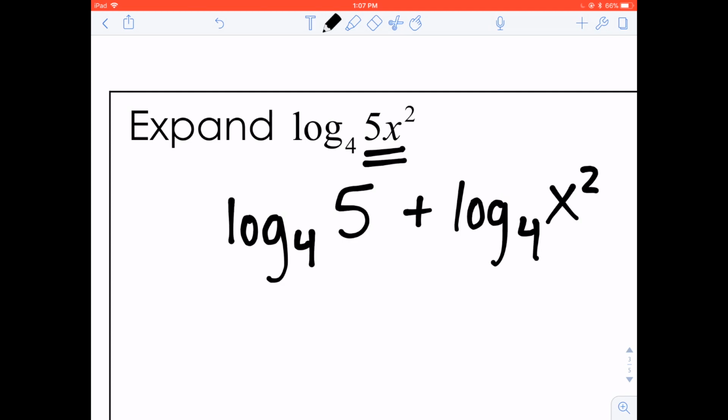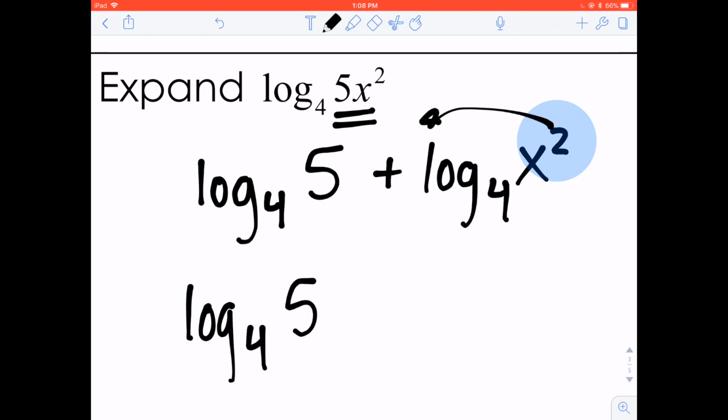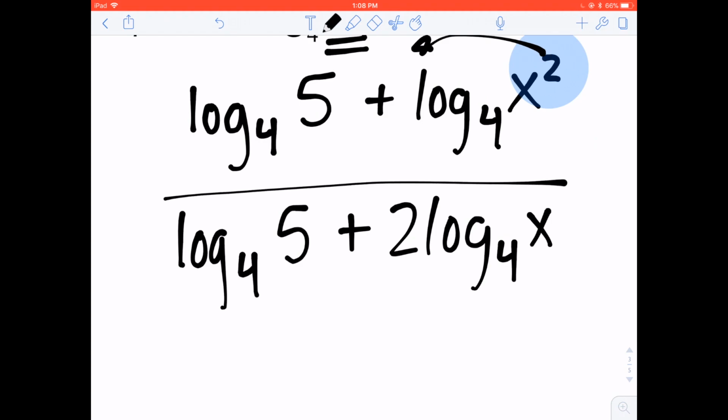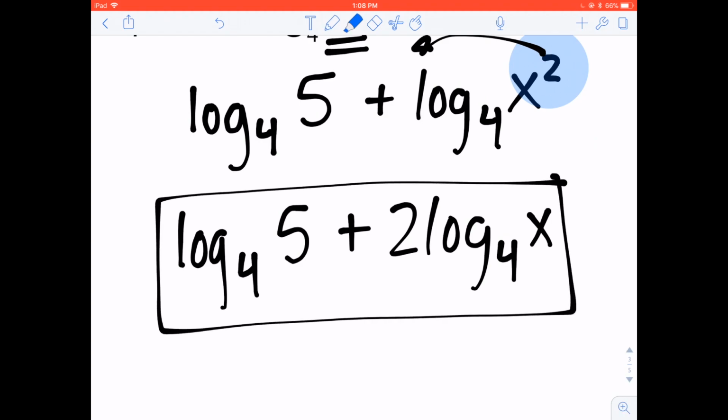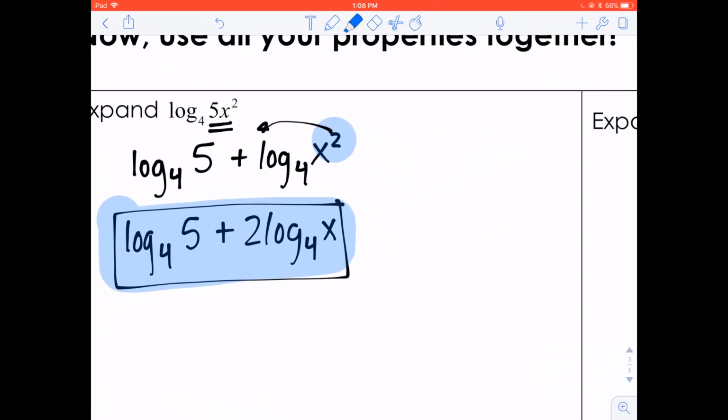What else do you notice? Well, we have an exponent right here. We know that exponents can come in the front, so I'm just going to move that. So we'll have log base 4 of 5 plus 2 times log base 4 of x. Okay, is there any more division, multiplication, or exponents? Nope, so we are done with that one. All right, go ahead and try the next one to the right.